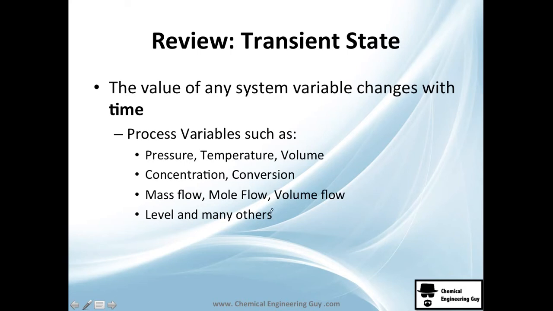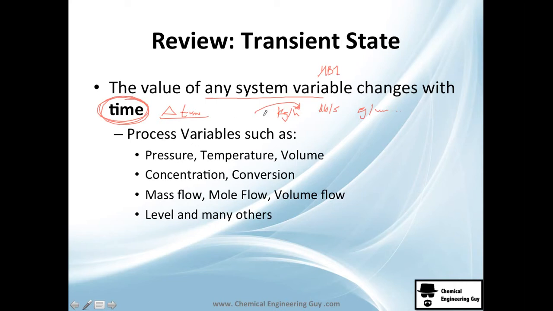So, review, transient state. Hopefully you remember from MB1, we saw transient state, which is when the value of any property in the system, or any system variable, changes with time. The important thing here is time, because before we actually just saw kilograms per hour, or pounds per second, or grams per minute, etc. And now we're going to change this. We are not going to see rates, we're going to see intervals of time. So that's cool.